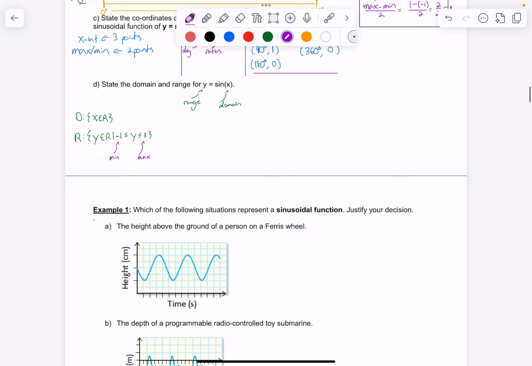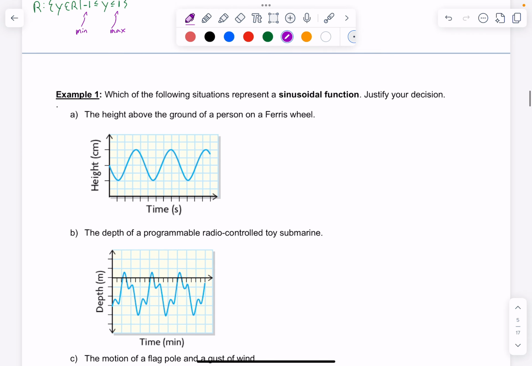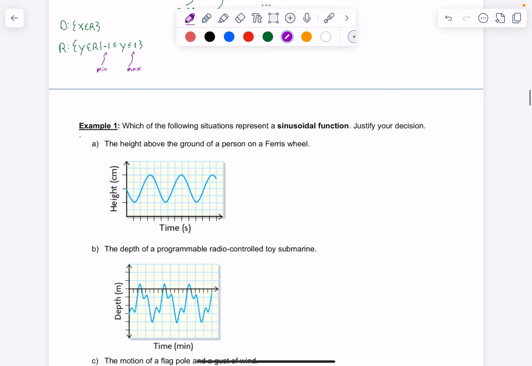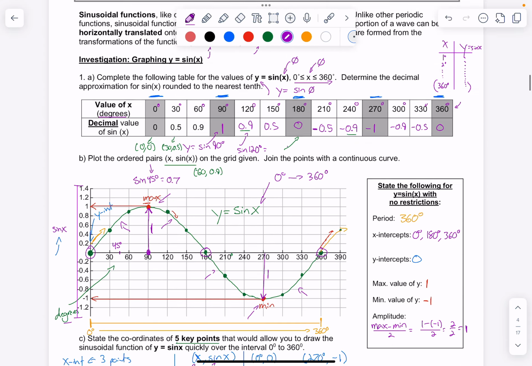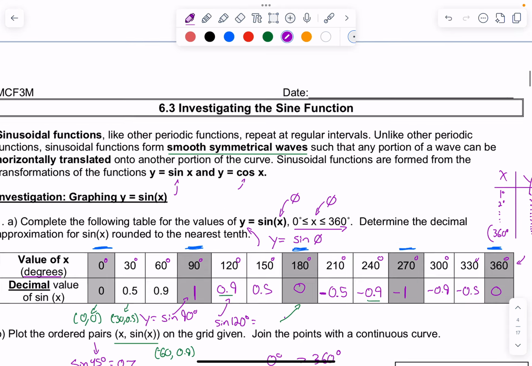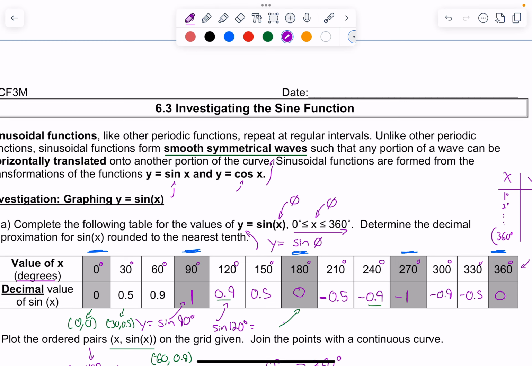Okay, so example 1. Which of the following situations represents a sinusoidal function? Justify your decision. So in the beginning of the lesson, I'm just going to scroll back up. In the beginning of the lesson, I highlighted the smooth, symmetrical waves here, okay?